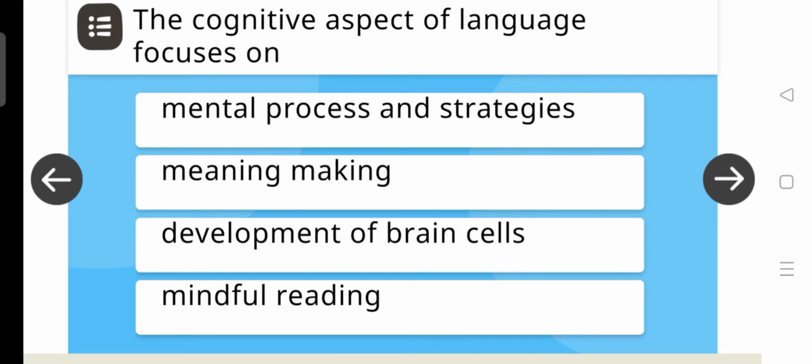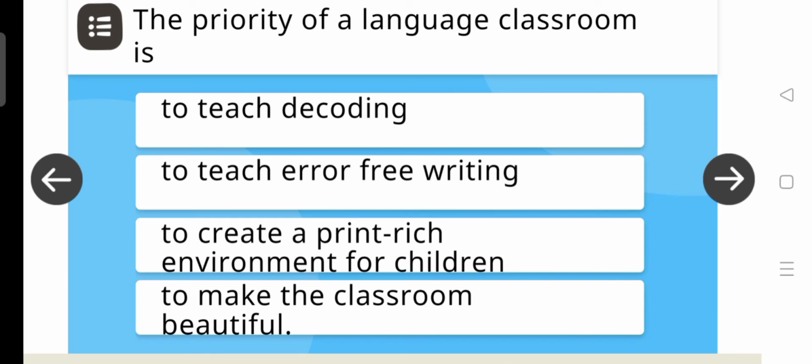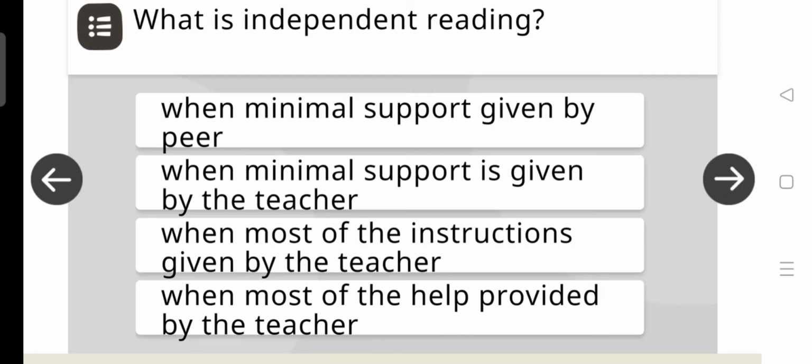The cognitive aspect of language focuses on mental process and strategies. The reading material displayed in the classroom should be at a height where children can touch and read them easily. The priority of a language classroom is to create a print-rich environment for children.